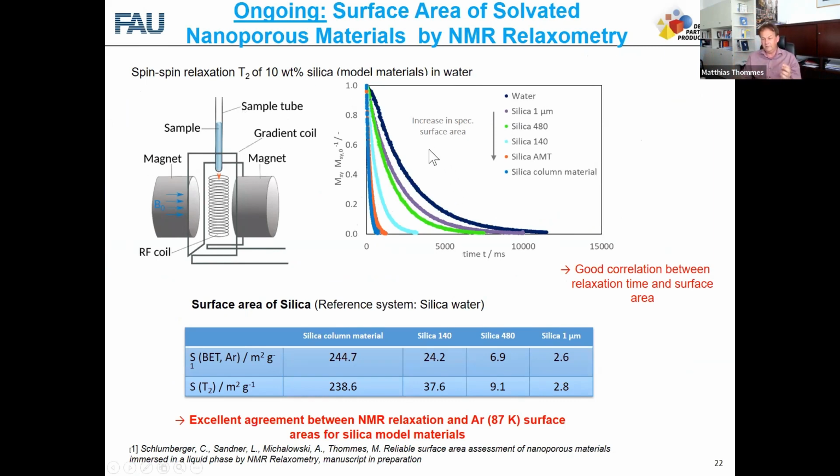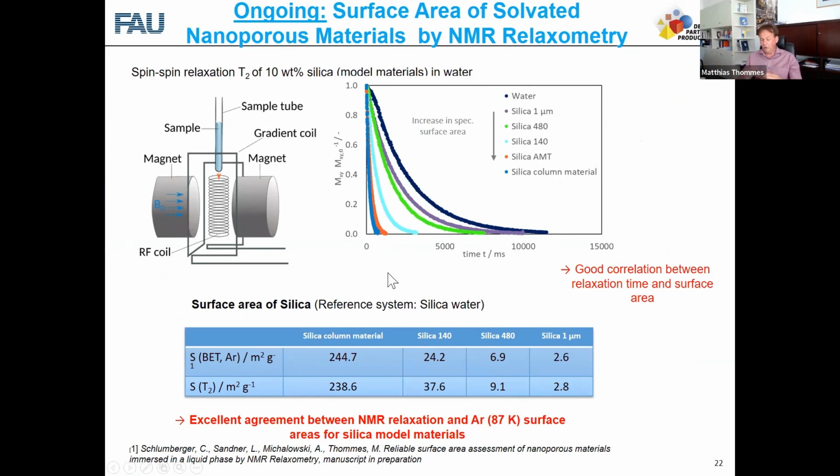Then you observe that, for instance, for pure water, these relaxation times, meaning the time until the magnetization is back to normal and the protons are all back in the original state, are much longer than for samples with, say, a silica column. This is a stationary phase material for chromatography. It has a high surface area, and you see the relaxation is much, much faster. So you can develop methodologies which allow you to obtain surface areas from the analysis of these data.